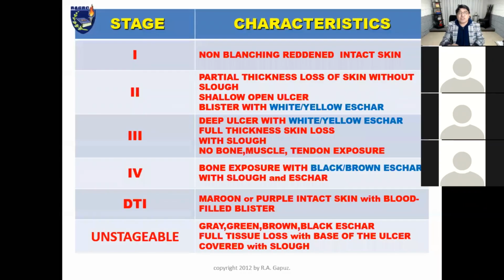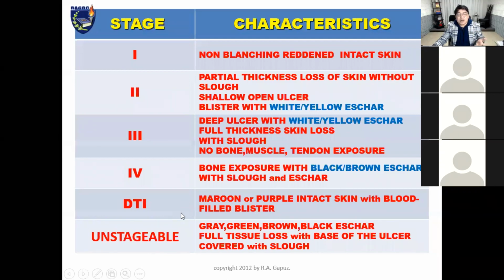So let's summarize what we just studied. Stage 1, non-blanching, reddened intact skin. Stage 2, partial thickness loss of skin without slough. You have shallow open ulcer, blister. Stage 3, deep ulcer with white-yellow eschar. Take note, no bone, muscle, tendon exposure, but there's fat exposure. Stage 4, when you have bone exposure with black or brown eschar. Now, deep tissue injury is considered when you have a maroon or purple intact skin with blood-filled blister. So there's no opening, but there's blood-filled blister, that's DTI.